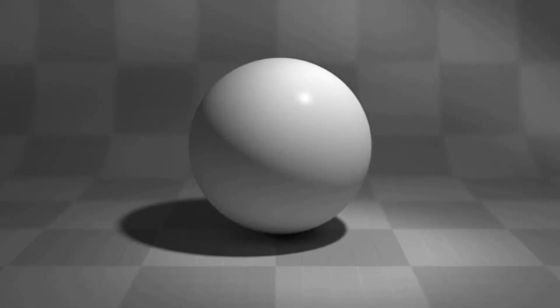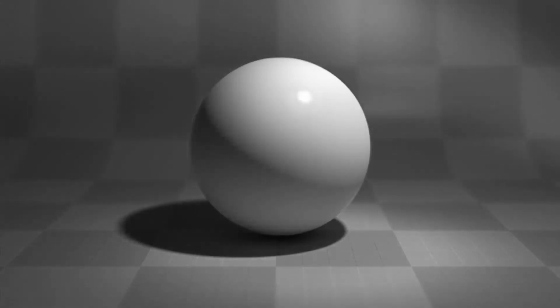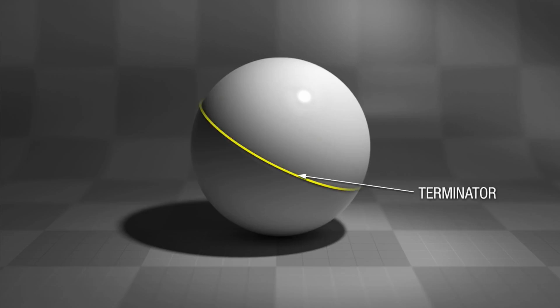May I introduce to you the sphere. It will help us to create realism by understanding light effects. Since we were just talking about the terminator, can you find it on the sphere? It's right here, separating light and shadow.